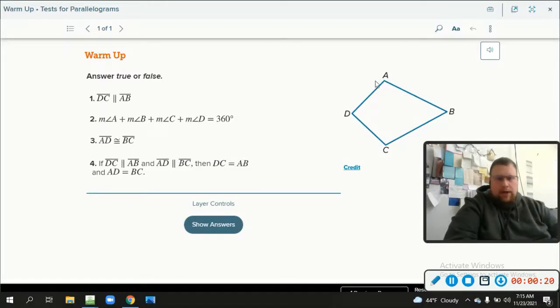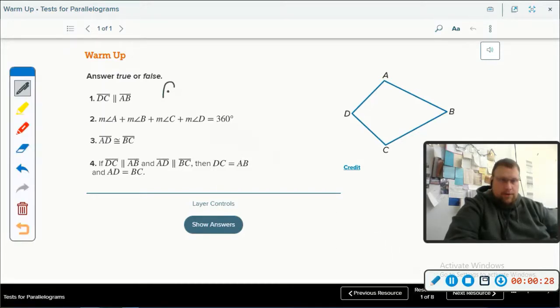DC is parallel to AB. I don't know. They don't tell me anything about these lines, so I've got to call that one false. And why is it false? Because we don't have enough information. I don't know enough about these lines to make that statement.